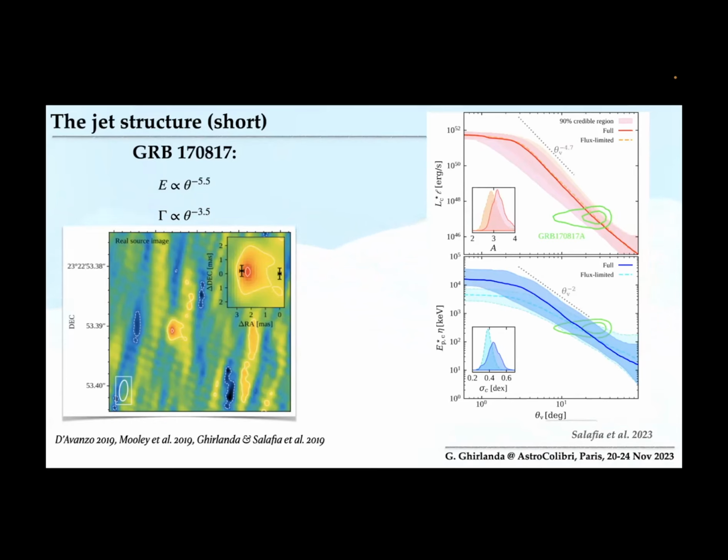Here you see the luminosity as a function of the angle, and the peak energy of the prompt emission spectrum as a function of the polar angle. So with these two structures, we are able to reproduce what we observe, and nicely, these two structures are also consistent with the posterior distribution of the structure that we derive from the modeling of the afterglow and imaging in the radio band and proper motion of 170817.